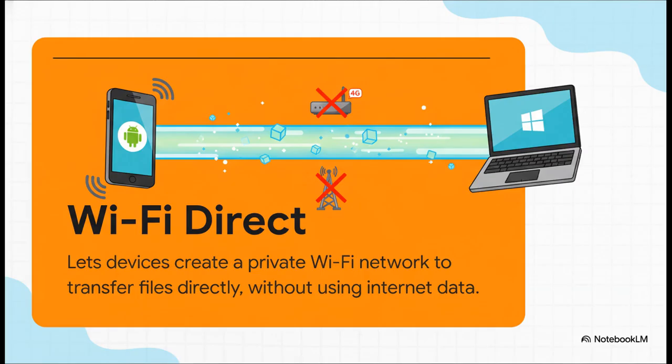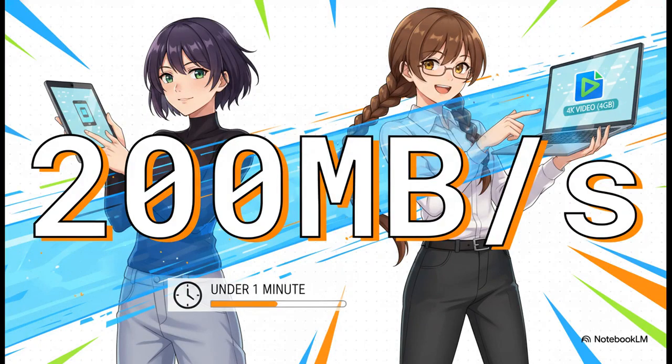The easiest way to think about it is like your devices create their own secret, private, super fast tunnel just for your files. It completely bypasses your home Wi-Fi router, and, this is the best part, it doesn't use a single bit of your mobile data. And when I say this private tunnel is fast, I mean it is fast. We're talking speeds over 200 megabits per second. To put that in perspective, you can send a huge 4 gigabyte 4K video from your phone to your computer in under a minute. You can't even dream of doing that with email.